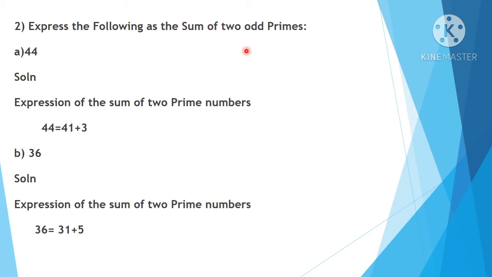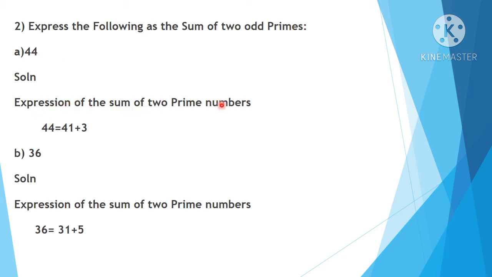So the question is 44. So we want to find out when you add two numbers, what are the two numbers? The two numbers should be odd numbers and also prime numbers. But when you add those numbers, you want to get the answer 44. Okay, that is given. Question A, 44. Expression as the sum of two odd prime numbers.